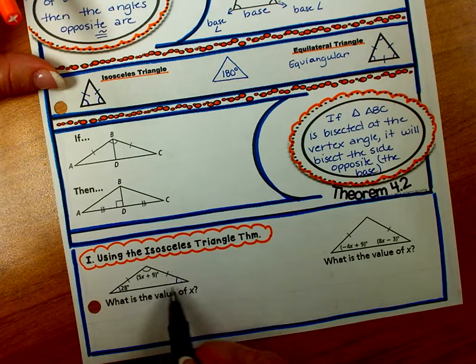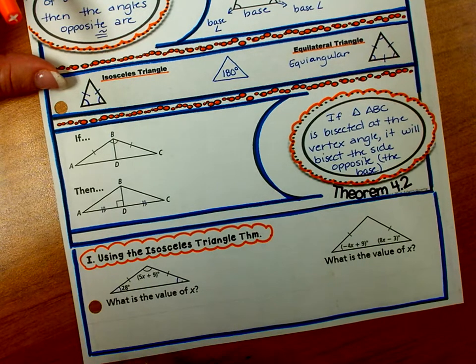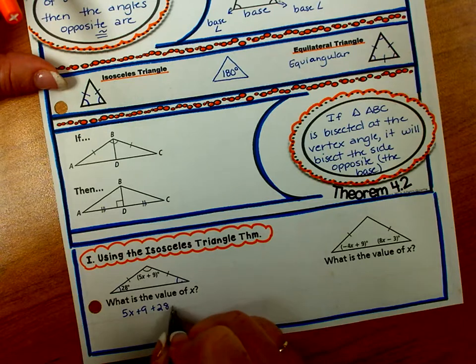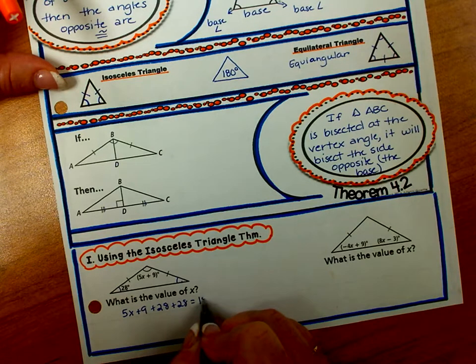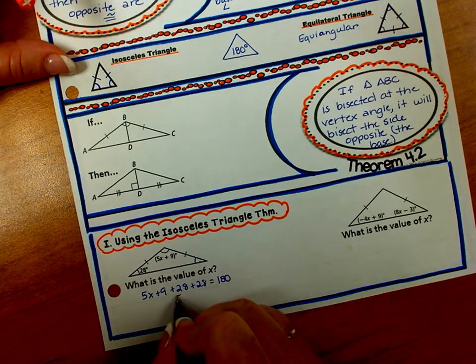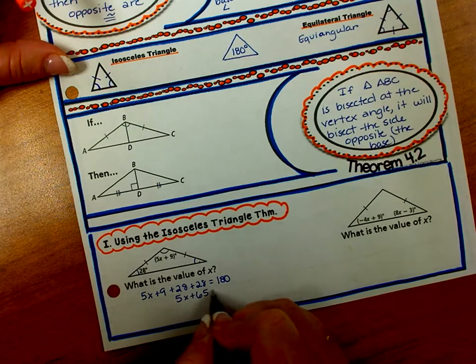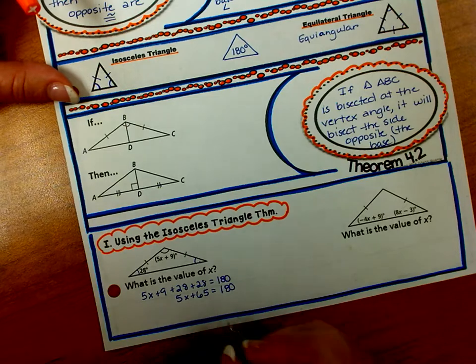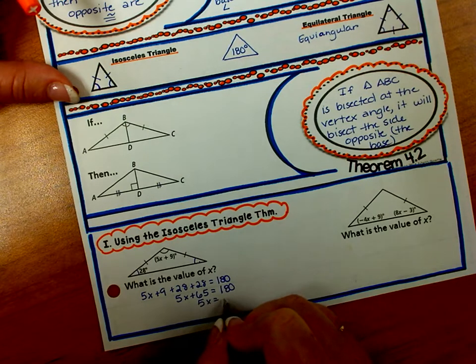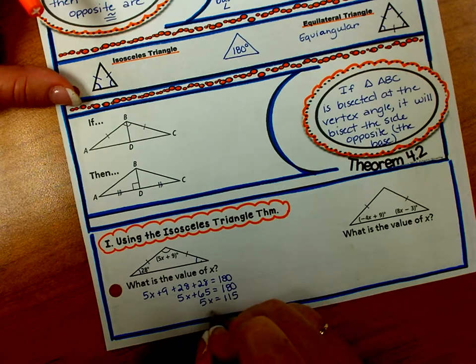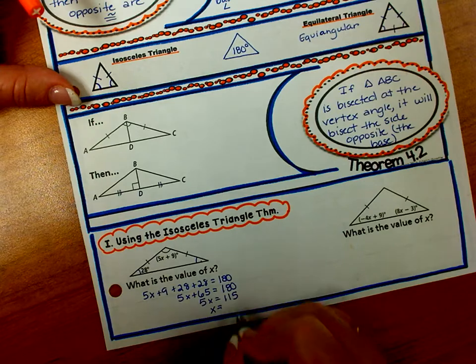We already said that all of the angle measures add up to 180, so we can set up an equation that looks like this: 5x plus 9 plus 28 plus 28 is equal to 180. And then we can simplify. If we add these three up, we're going to get 5x plus 65 equals 180. Subtract 65 from both sides, and 5x equals 115. Divide both sides by 5, and we get x is equal to 23 degrees.